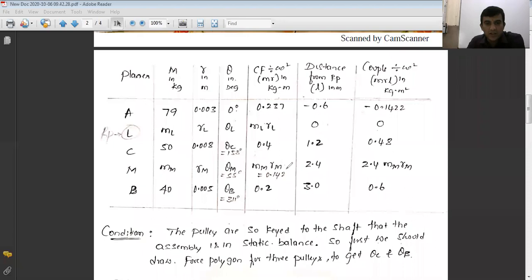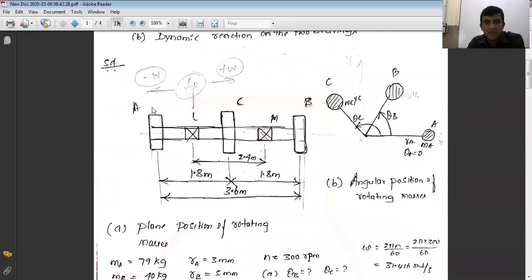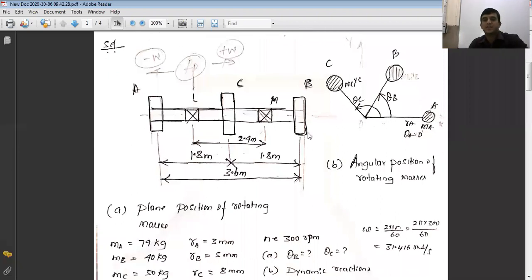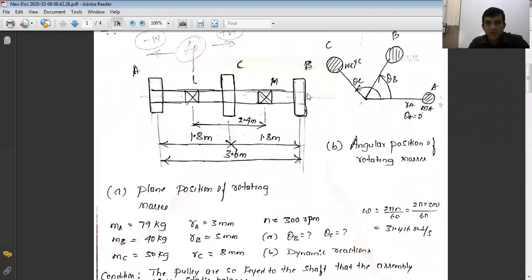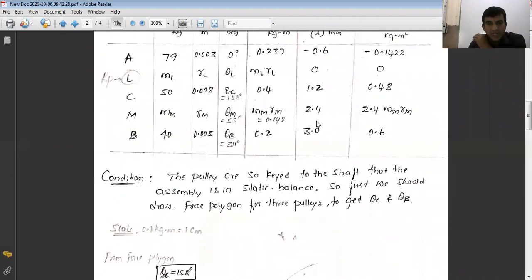After that, next one. Again, what is M? The distance from reference plane L to M is given, 2.4 meters. Again, it comes on the right side of the reference plane, so that is plus 2.4. Then from reference plane L to B, how much? Here 2.4 plus M to B, which we already calculated is 0.6. 2.4 plus 0.6, now we get 3 meter. That also comes on the right side of the reference plane.